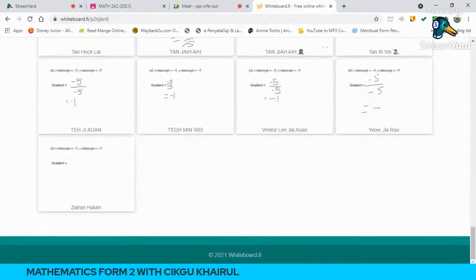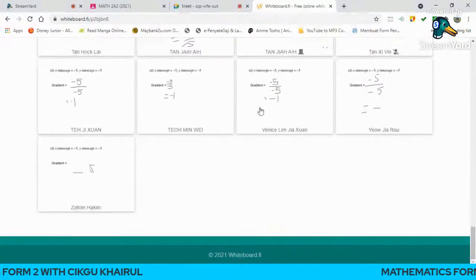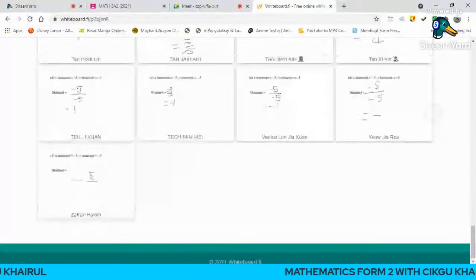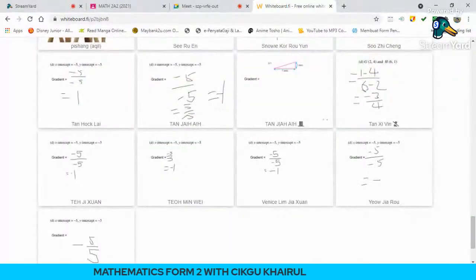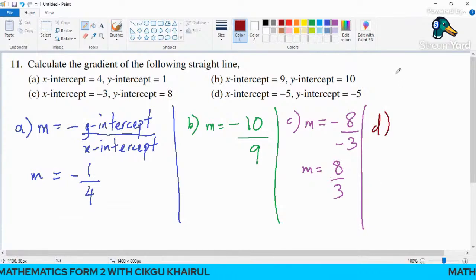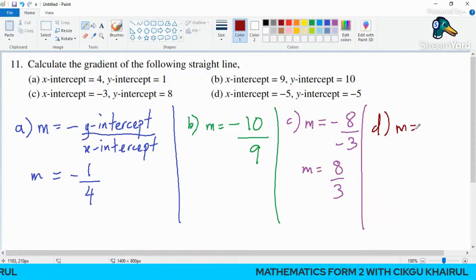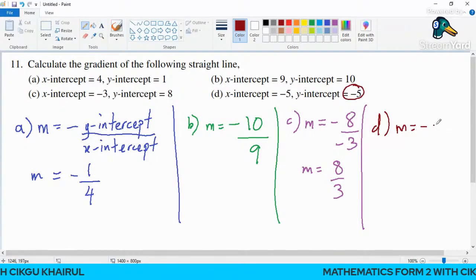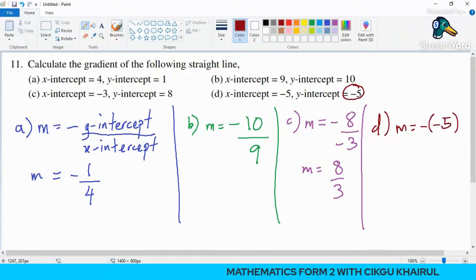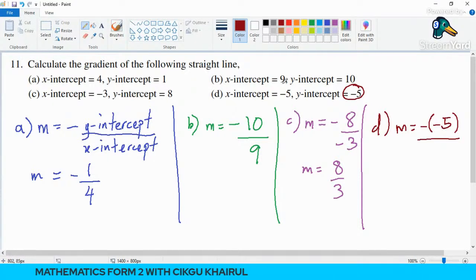So far so good. So let me write you the answer. I see most of you wrote negative 1, but a few of you wrote positive 1. Is it negative or positive? So M equal to negative. Don't forget, we start the formula for intercept with negative. So negative what? Negative y-intercept, this one, negative 5. Don't forget to put brackets for a negative number. Over x-intercept, this one.